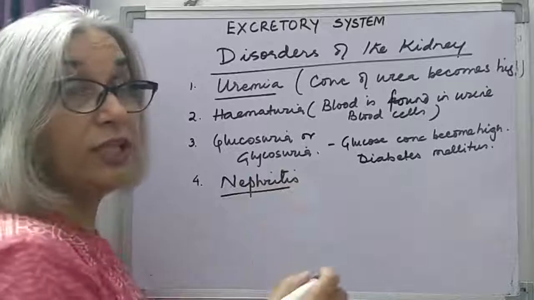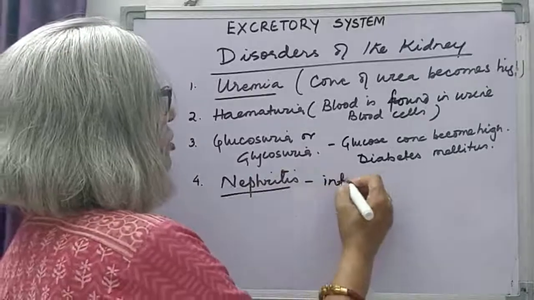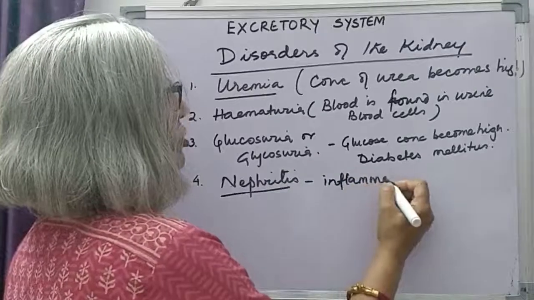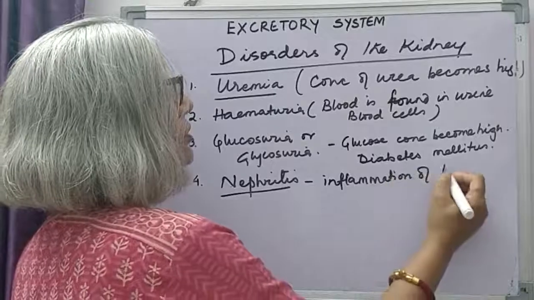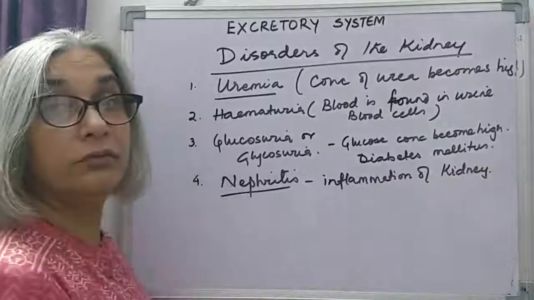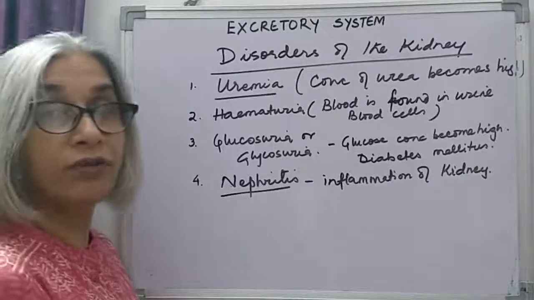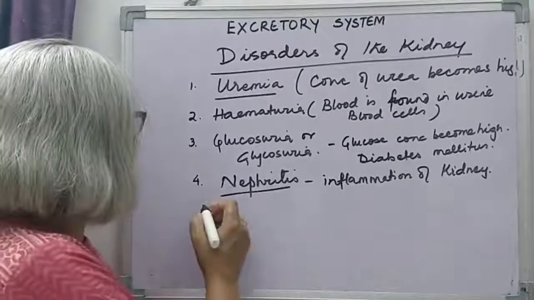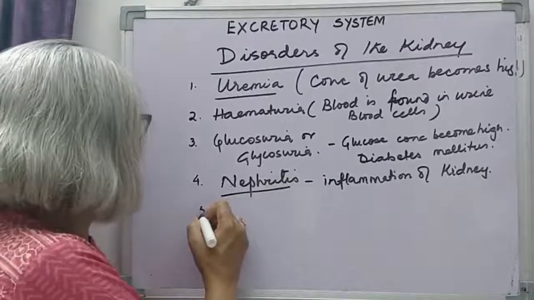Then another problem of the kidney is nephritis. Nephritis is inflammation of the kidney. Inflammation of the kidney means inflammation of the nephrons. Kidney is made up of nephrons, the structural and functional unit of the kidney. So the problem is called nephritis.